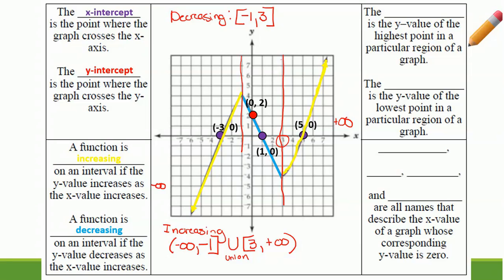Now, if someone would ask where in the range are you decreasing, then you would be able to say that. But you're always going to be looking at your x's. So where in my domain am I decreasing? What about the next ones?